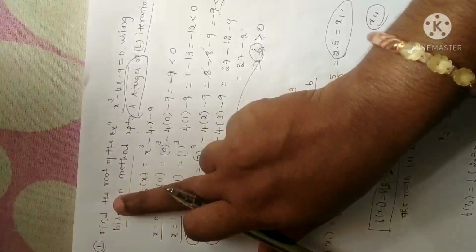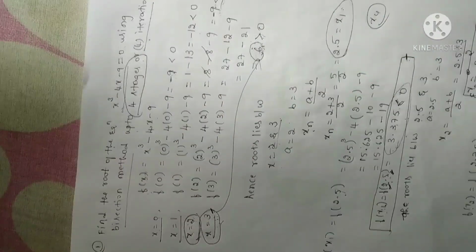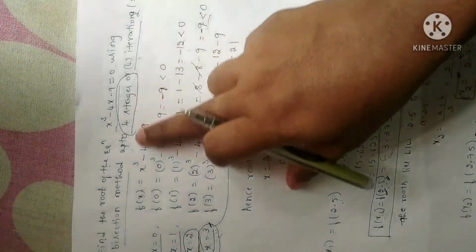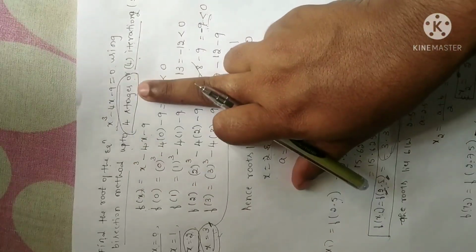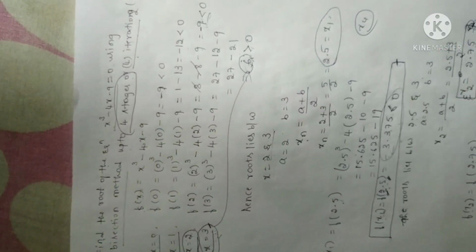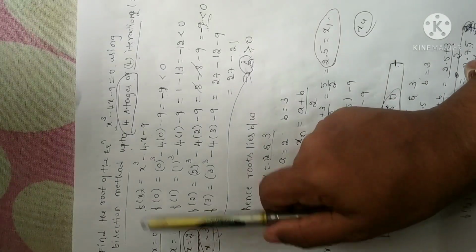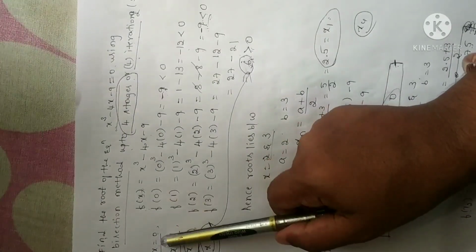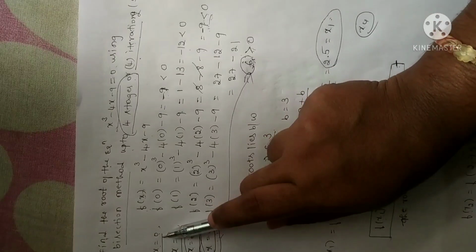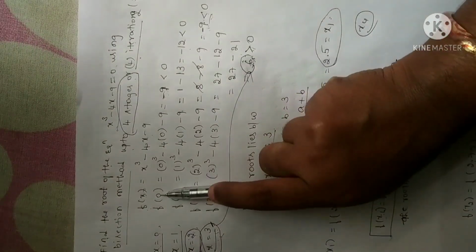Here I have a question. Find the root of the equation x cube minus 4x minus 9 is equal to 0 using bisection method up to 4 stages. First step, choose the given value as f of x. Now start with the minimum value for x. I have chosen x as 0. Start with the minimum value.